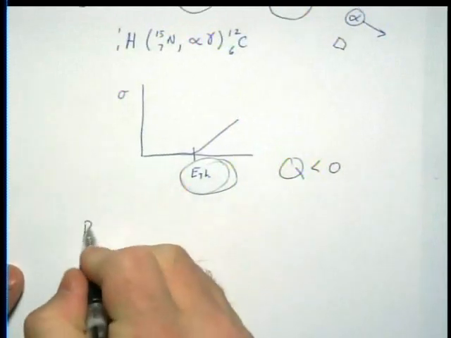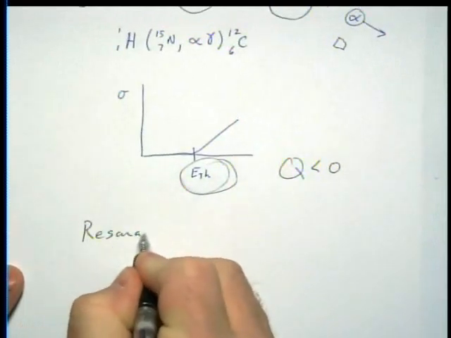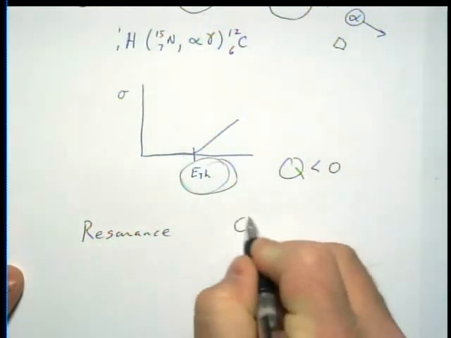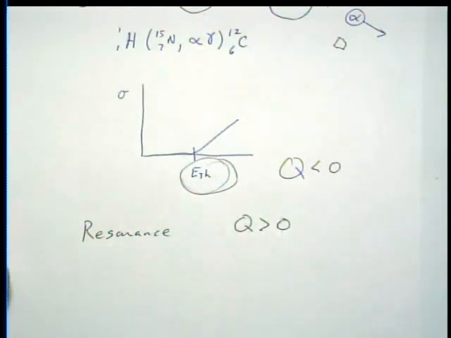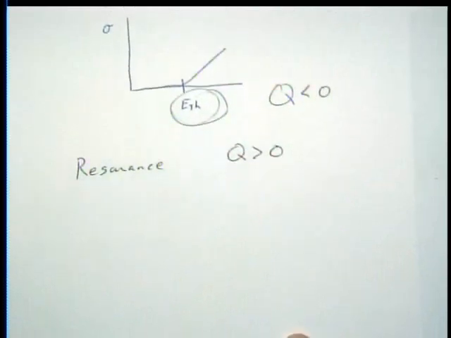So let's look at another type of reaction like what I just talked about. This one is for Q greater than 0, but I'm going to choose a very special one called a resonance reaction.